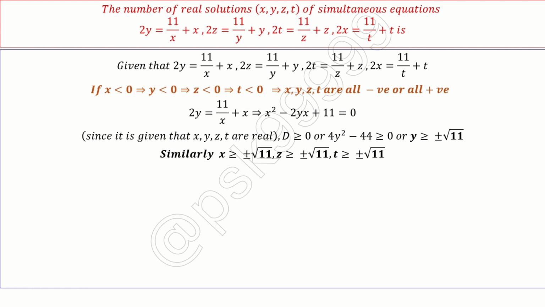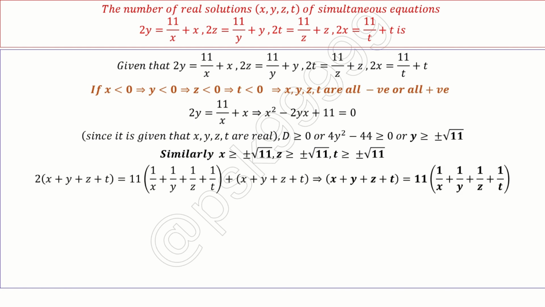Once you are at this stage, let's sum up all four equations: equation 1, 2, 3 and 4. If you sum them up, you will get 2 times x plus y plus z plus t equal to 11 times 1 by x plus 1 by y plus 1 by z plus 1 by t plus x plus y plus z plus t. Taking this to the LHS, the final equation is x plus y plus z plus t equal to 11 times 1 by x plus 1 by y plus 1 by z plus 1 by t.